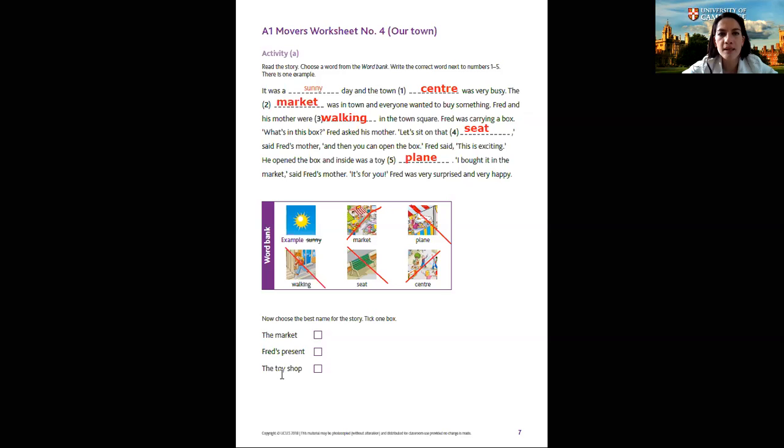Okay, then we have to select the best name for the story. The market, Fred's present, or the toy shop. What do you think is the best name for the story? According to what you wrote. If it's this, you draw a checkpoint here, or here, or here. But the important thing is that you can use only one option in this case, and it's very similar to a Cambridge test.